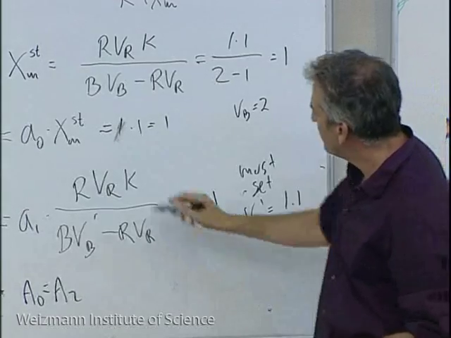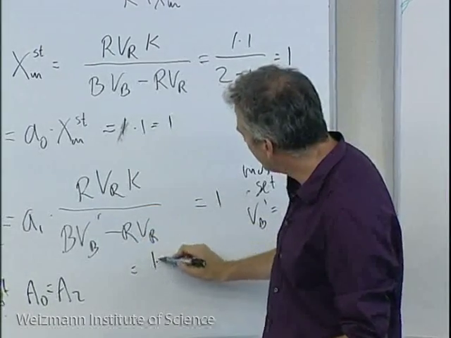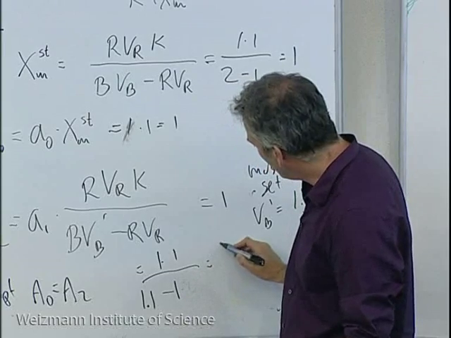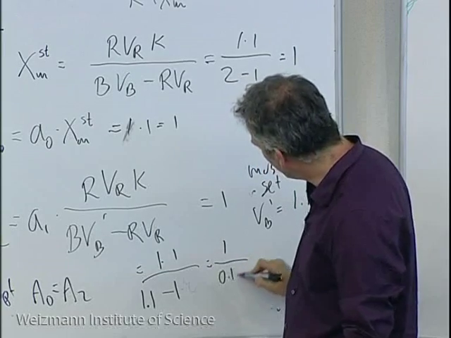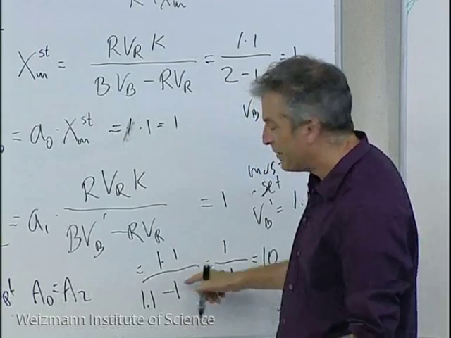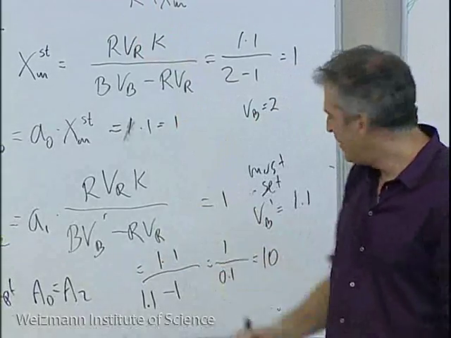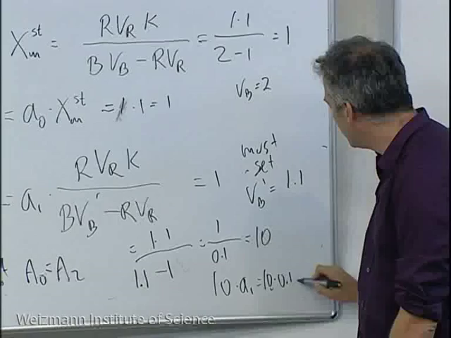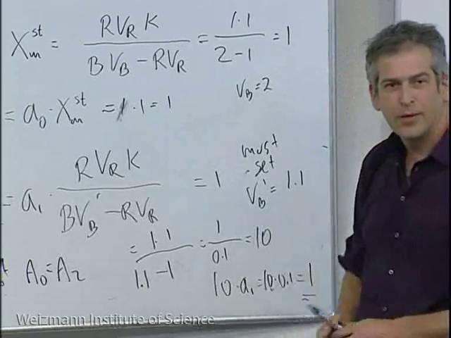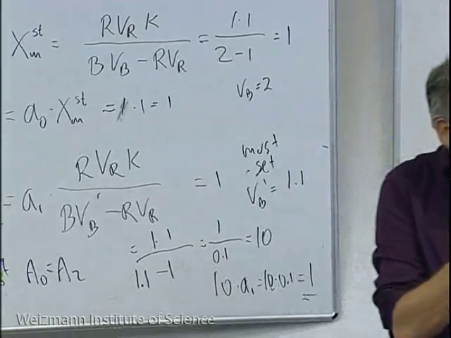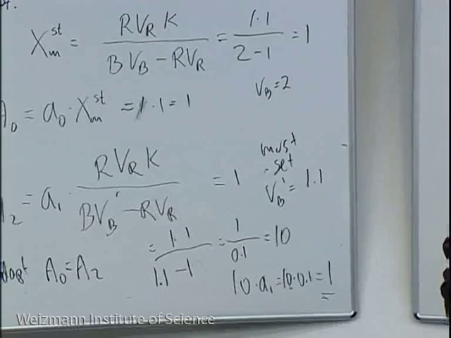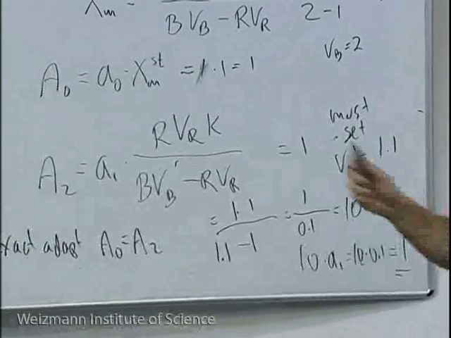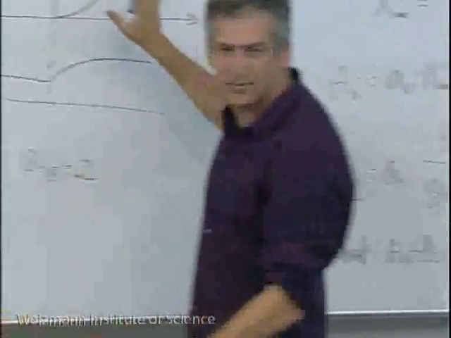And let's just calculate it, because I have 1 times 1 over 1.1 minus 1. So it's 1 divided by 0.1, which is 10. So Xm goes up tenfold. And 10 times A1 is 10 times 0.1 equals 1. So I have to tune it. In these numbers, I have to change VB from 2 to 1.1, which is fine. I have exact adaptation. Great.